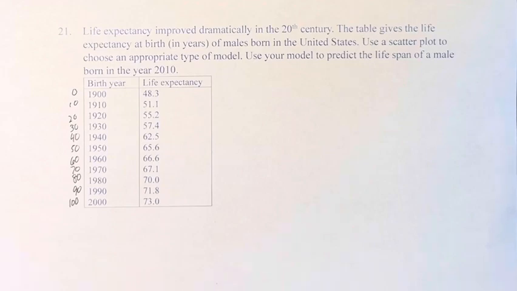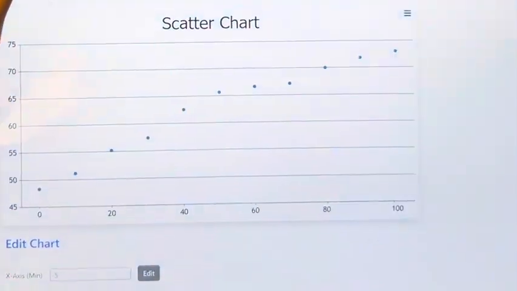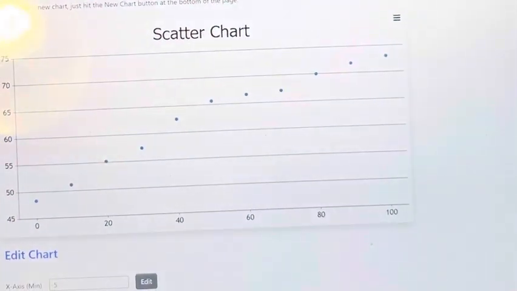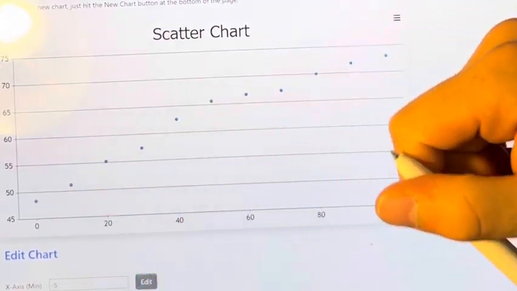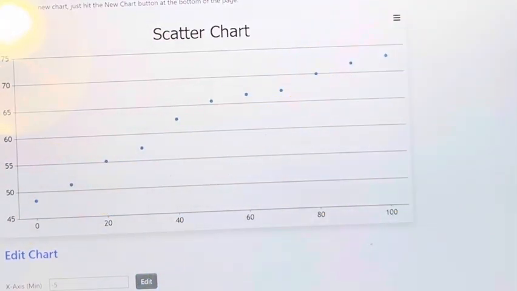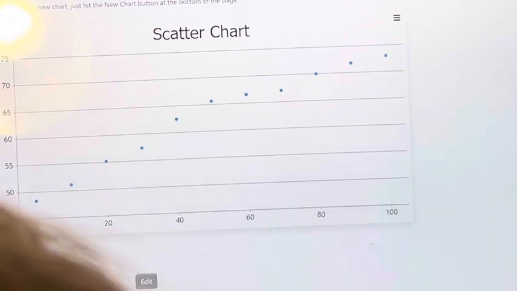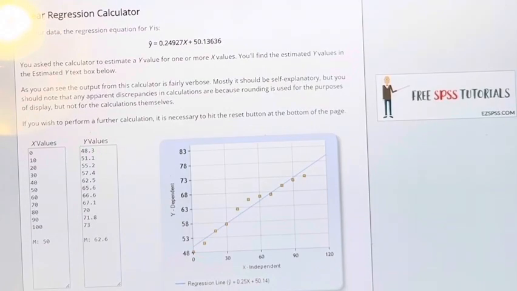So I've plotted it here in this scatter plot, and we can see that while there's some variation in the data, the rate of change over time is relatively constant. Therefore, we can expect it to be a linear function, and when we plug it into a linear regression calculator, we get this equation. Roughly y is equal to 0.25x plus 50.14.